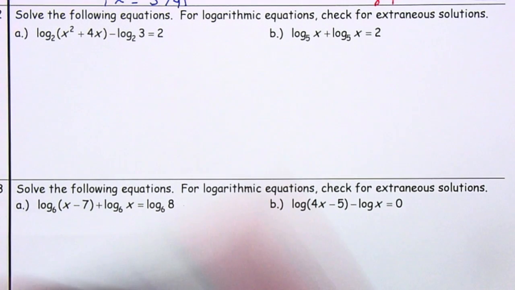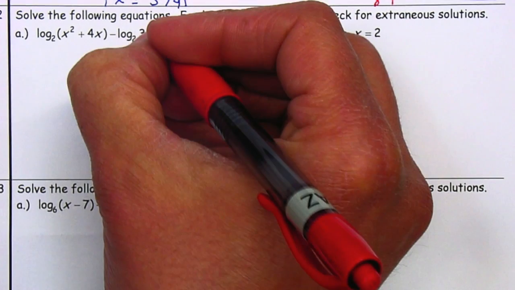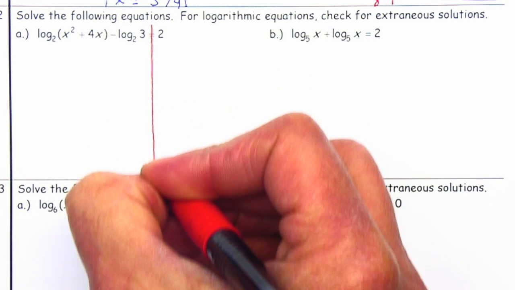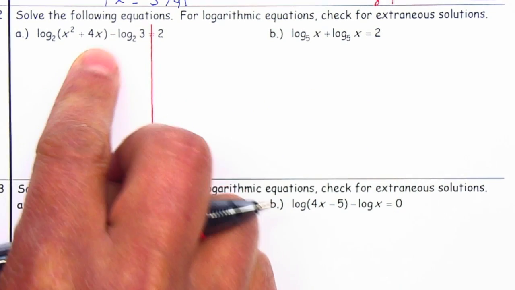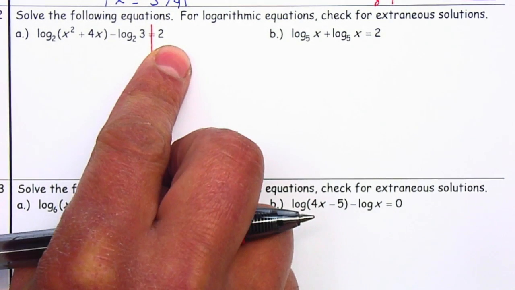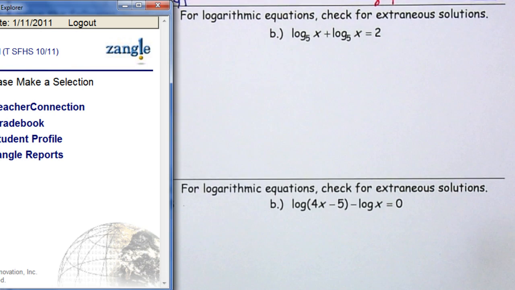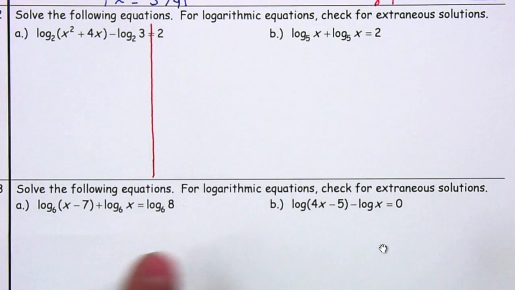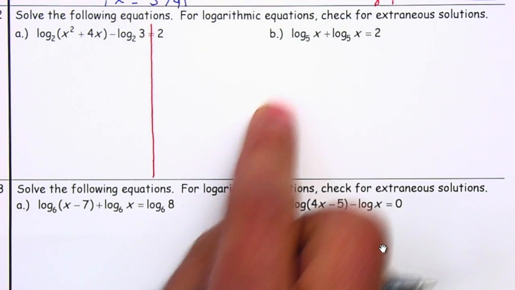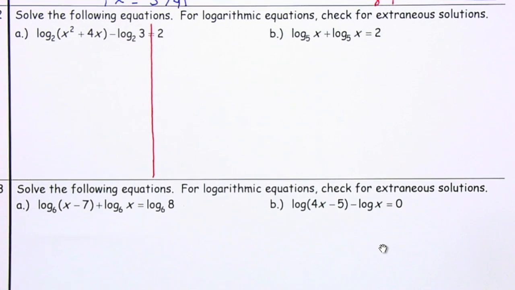On example number 2, we have 2 logs on the left-hand side with the minus in between is equal to 2. Go ahead and pause it. Try it yourself. Try working out example A and B, and then we can check answers. Go ahead and pause it.